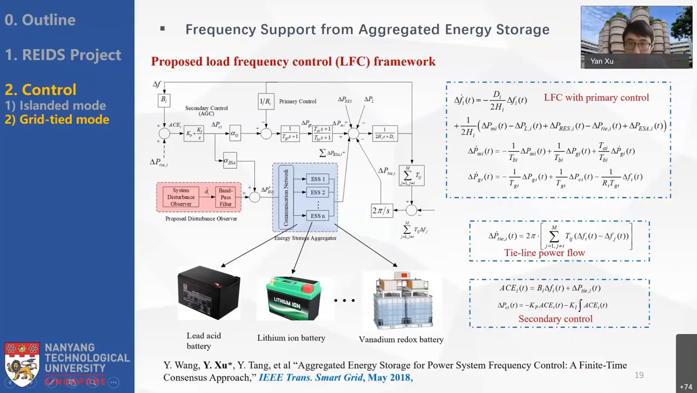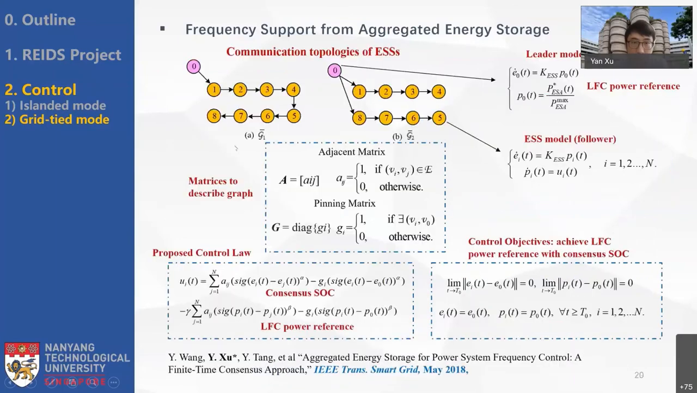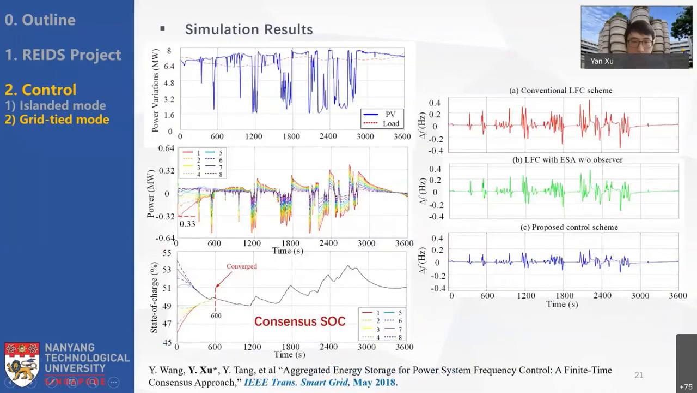Okay, this is the model for the so-called load frequency control and the tie-line power flow and the secondary control model. Then we develop a leader-follower consensus controller to aggregate different energy storage units so that they can collectively provide the frequency support. We consider different communication topologies like this line loop, this ring loop, and this is the general mathematical process to derive the leader-follower consensus controller. After that, you can see that this aggregated energy storage system can provide the power support to regulate the frequency.